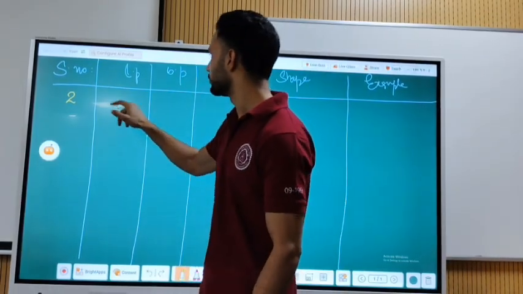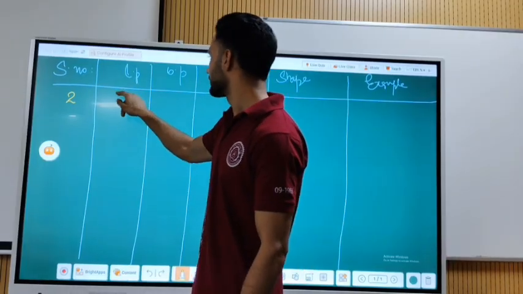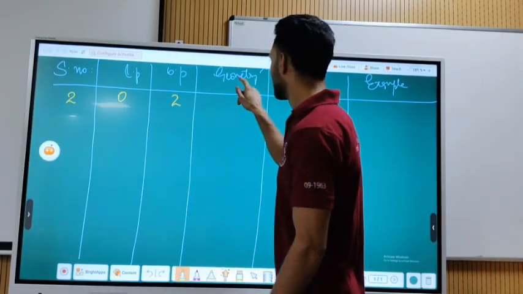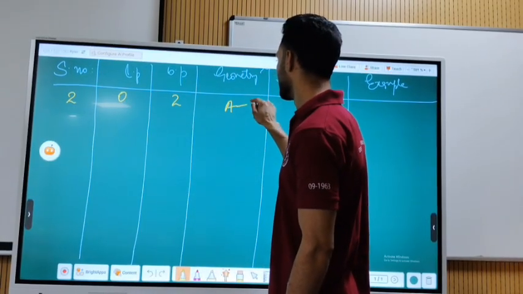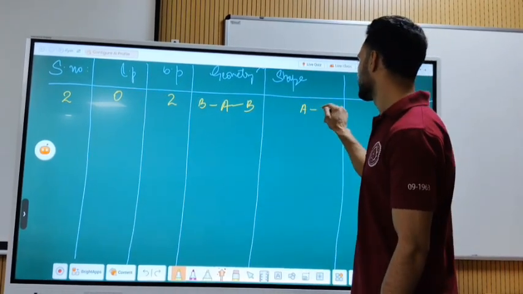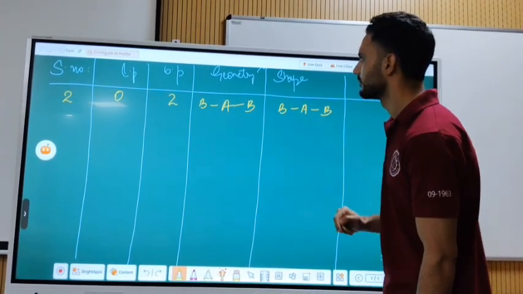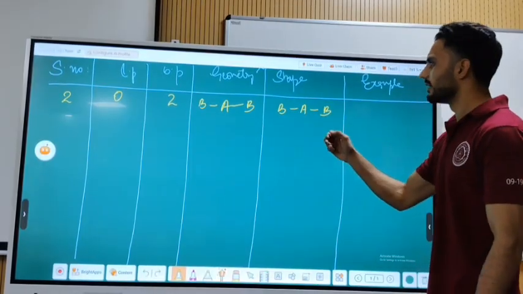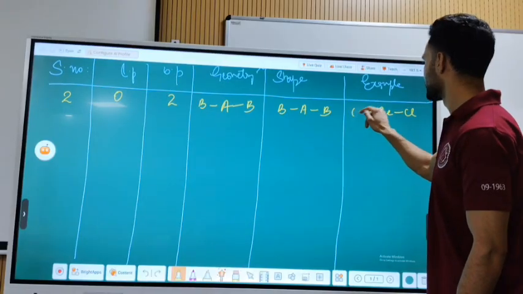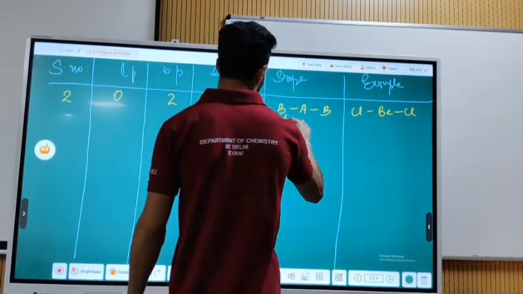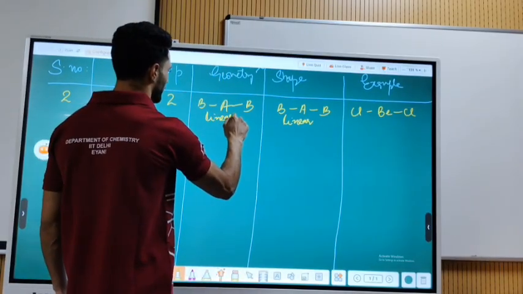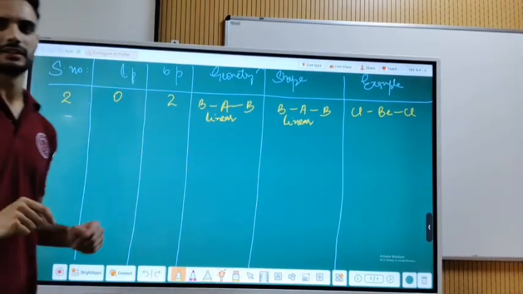So steric number 2 is the case of 0 lone pairs and 2 bond pairs. The geometry will be linear like this: A, B, B, and the shape will be A, B, B. This is proved by valence bond theory. For example, beryllium chloride, BeCl2. The shape will be linear, and also its geometry will be linear. This is for steric number 2.